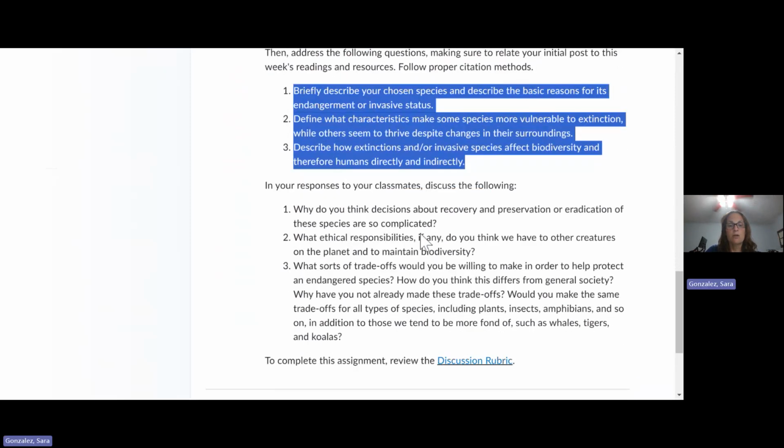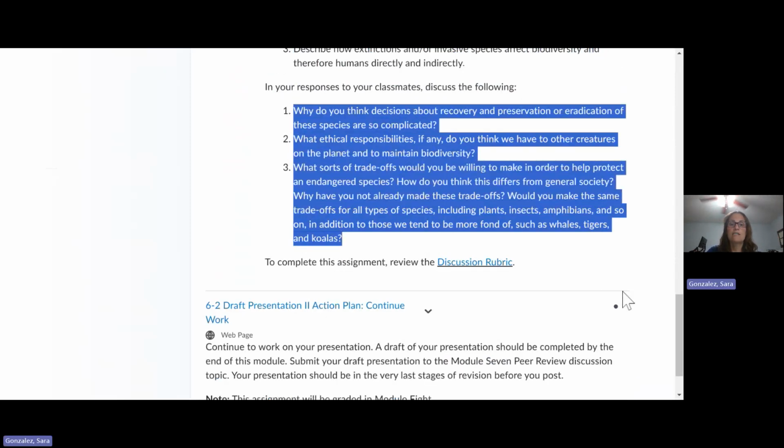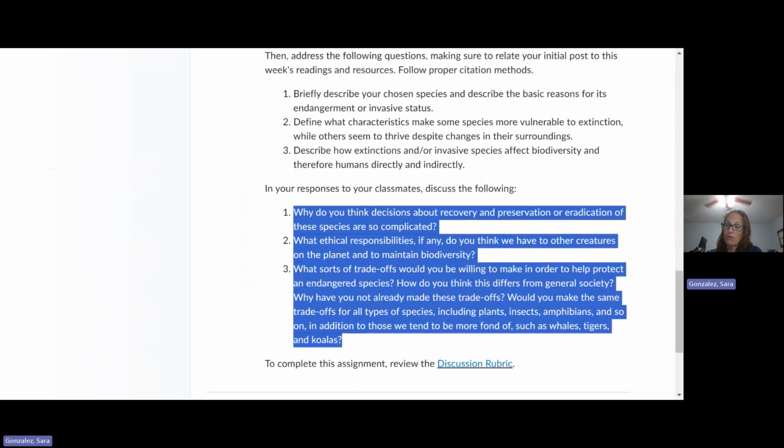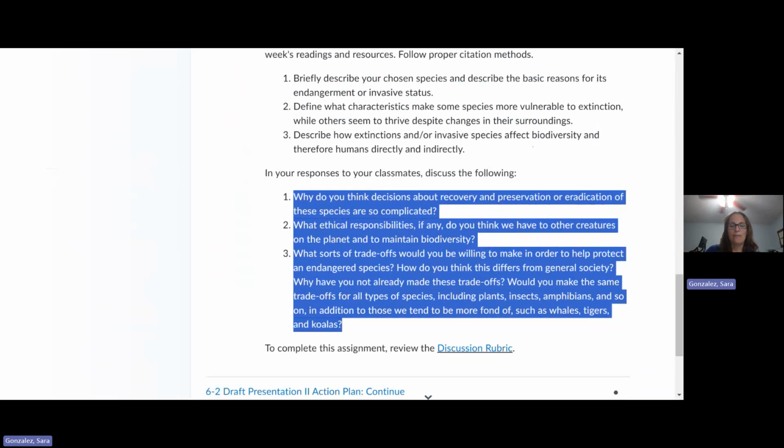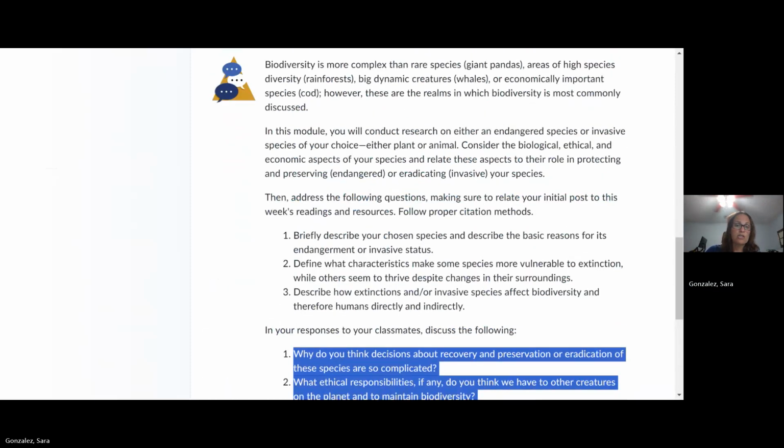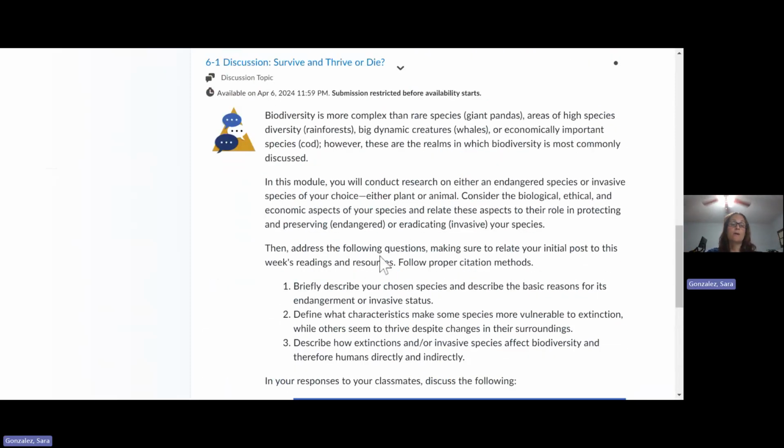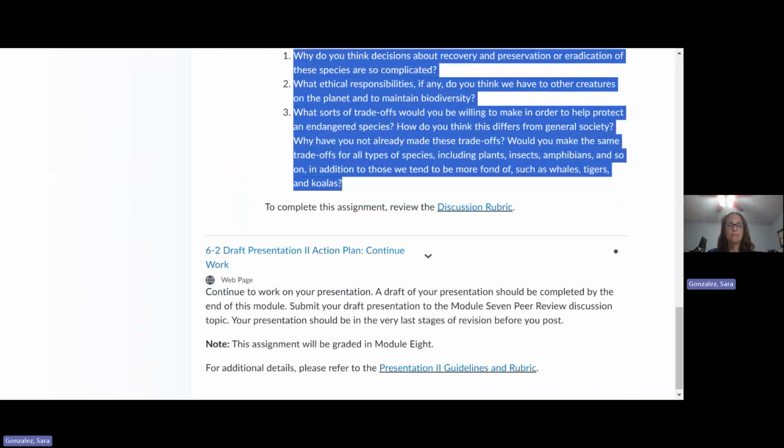And then in your response posts, take a look at these. Why do you think decisions about recovery and preservation or eradication of these species are so complicated? What are some of the ethical responsibilities? What trade-offs would you be willing to make in order to protect some of these endangered species? So would you make the same trade-offs for all species, plant versus insect versus amphibians? So think about that. So again, your initial post is due Thursday and your 2 follow-up responses due by Sunday.